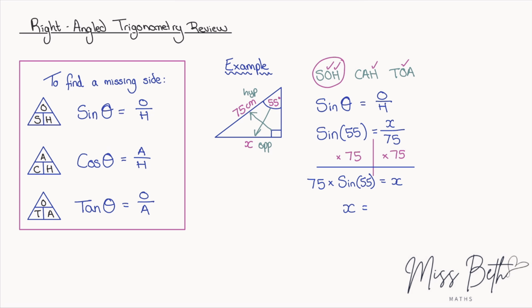61.4. So x is equal to 61.4 centimeters. Okay, again, just make sure that you're rounding correctly. If it asks you for one decimal place or an integer, just be careful with that.